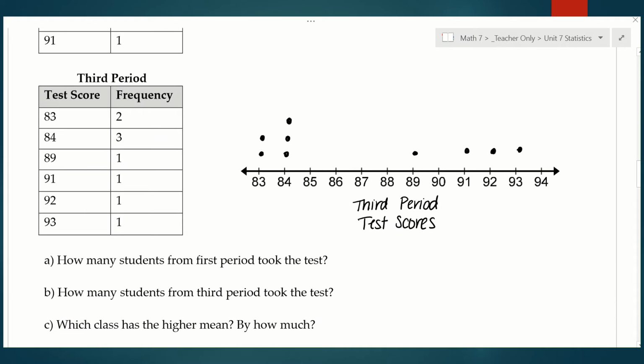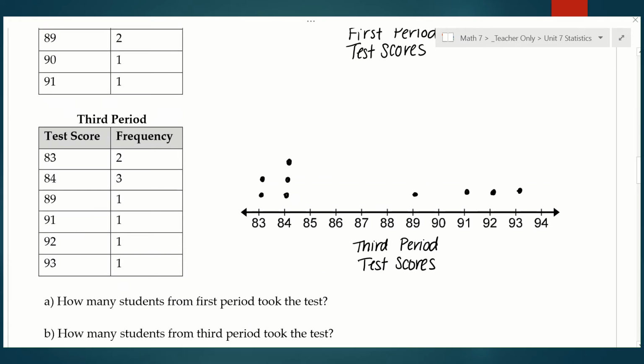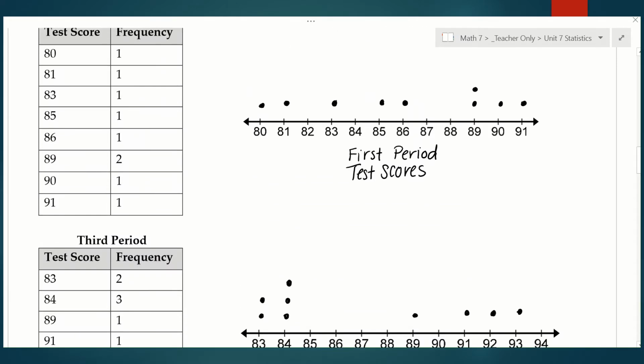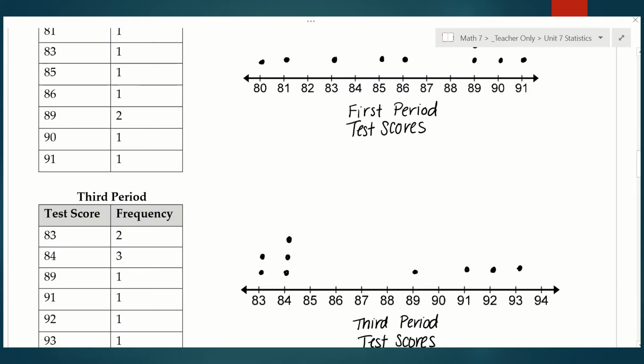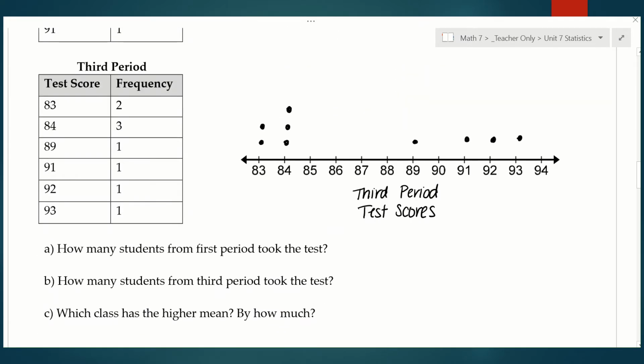How many students from first period took the test? Okay, well, to figure out how many students took the test, we just have to see how many scores there were, how many total dots are on our dot plot. So if we count them up, I'm getting that there are 9. 9 total students took the test.